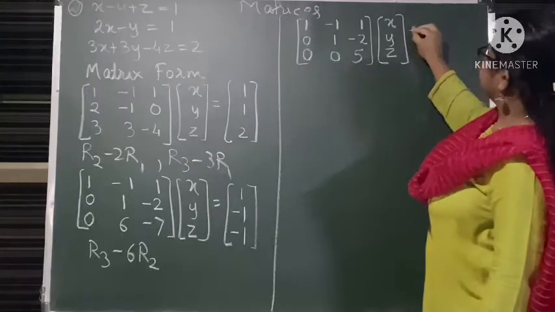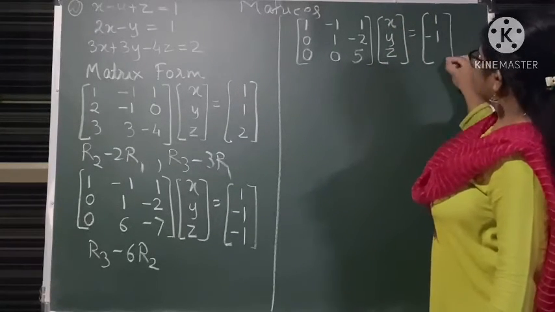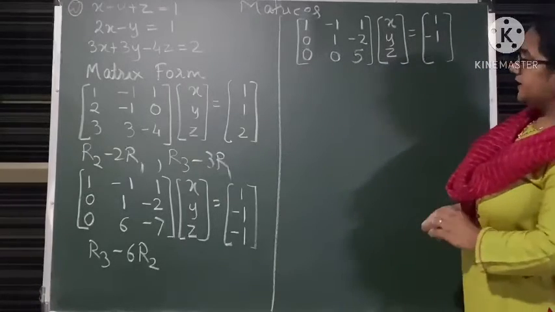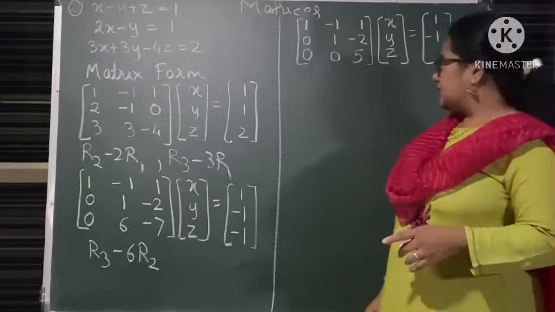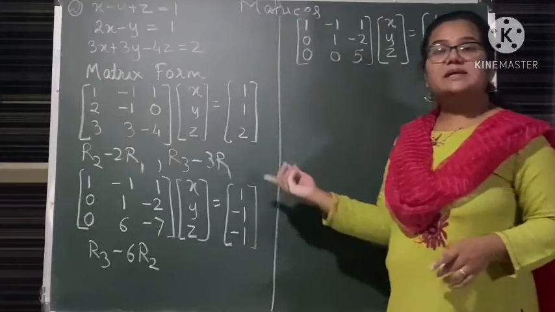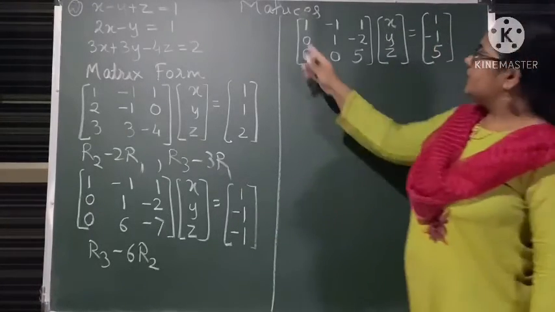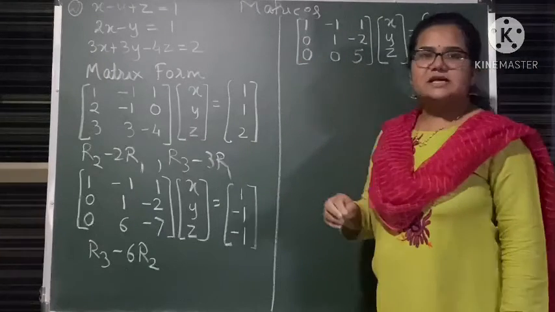Variable matrix: first row no change, second row no change, third row it is R3 minus 6. So 6 into minus 6 is how much? Plus 6. So minus 1 and plus 6 is 5. So this is equal to 5. Now we have converted this matrix to an upper triangular matrix. These three elements are 0.